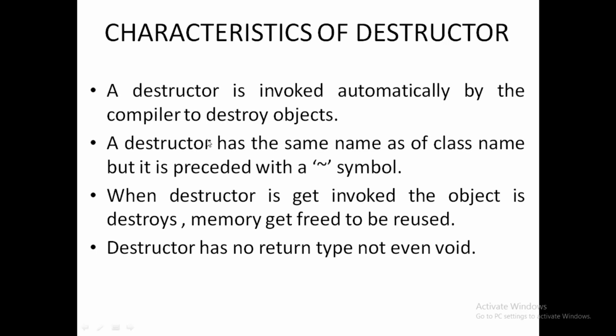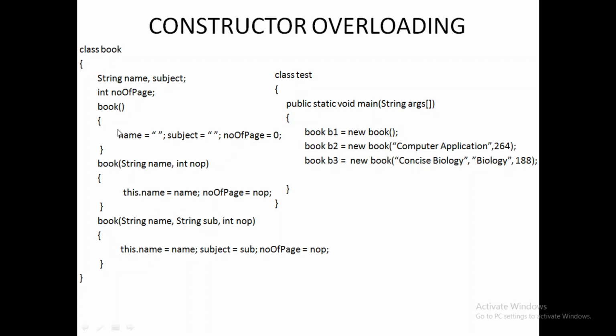A destructor has the same name as the class name, but it is preceded with a tilde symbol. So here, a destructor of this Book class will have the same name as the class name, and it's a function. Therefore the opening bracket and closing bracket will be there. It will look like a constructor, but it will be preceded with a tilde symbol. That's how a destructor looks. It has the same name as the class name, but preceded with a tilde symbol.